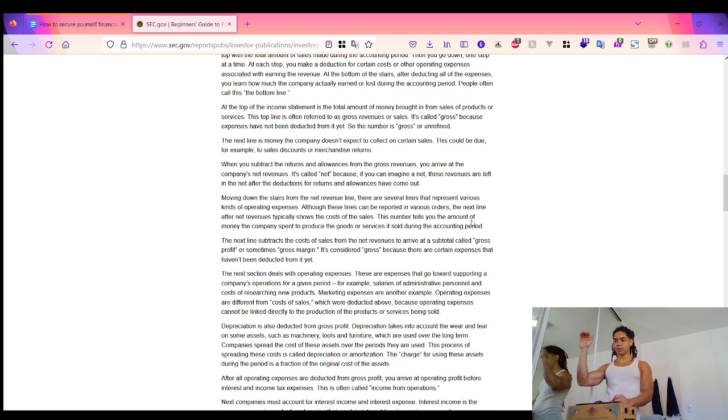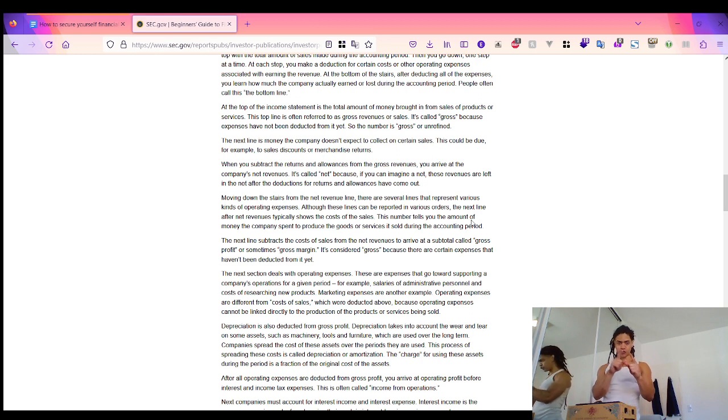At the top of the income statement is the total amount of money made from sales of products and services, and they call that gross revenue because expenses have not been deducted from it yet. So the number is gross, or unrefined. The next line is things that a company doesn't expect to collect, like sales discounts or merchandise returns.